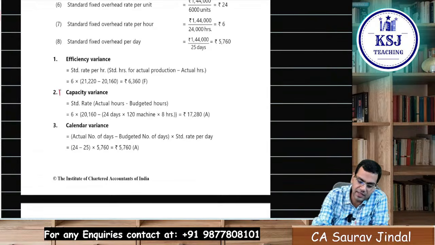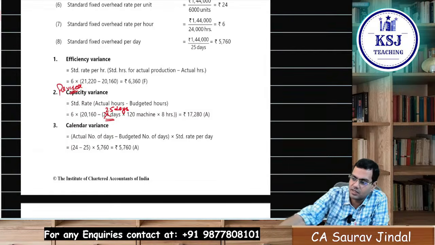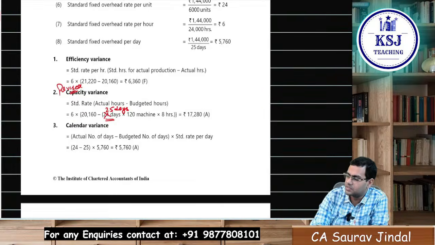This is actually the revised capacity variance that they have calculated as per the actual days. It should be 25 days here, right? 25 days into 120 machines into 8 hours. If you are taking the budgeted hours, everything should be according to the budgets. That is your doubt, and your doubt is correct. They are calculating the capacity variance wrongly in 2 questions. Institute, I don't know why they are not correcting these things, because it is continued from the various attempts.